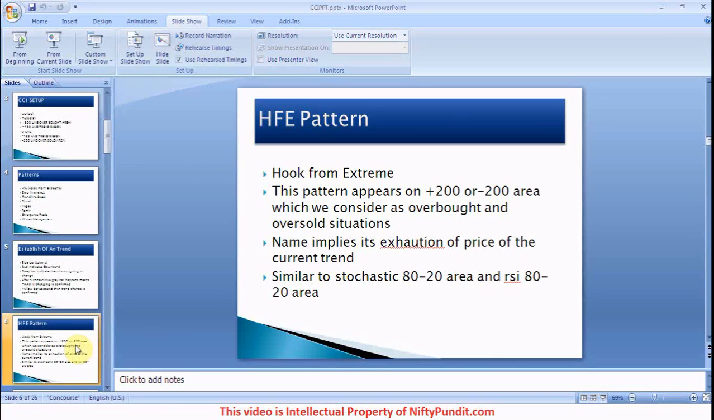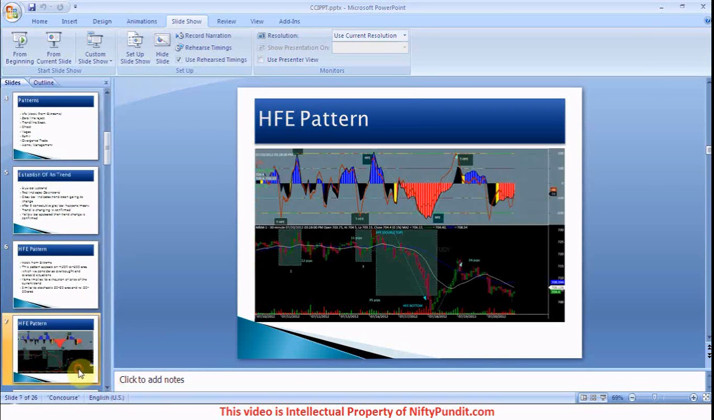First we are going to see the HFE pattern. This pattern appears at the top, that is the plus 200 or minus 200 area, which we consider as overbought and oversold situations. The name implies exhaustion of the price in the current trend. Similar to stochastic, where we treat 80 as the overbought zone and 20 as the oversold zone. Let's see the chart.